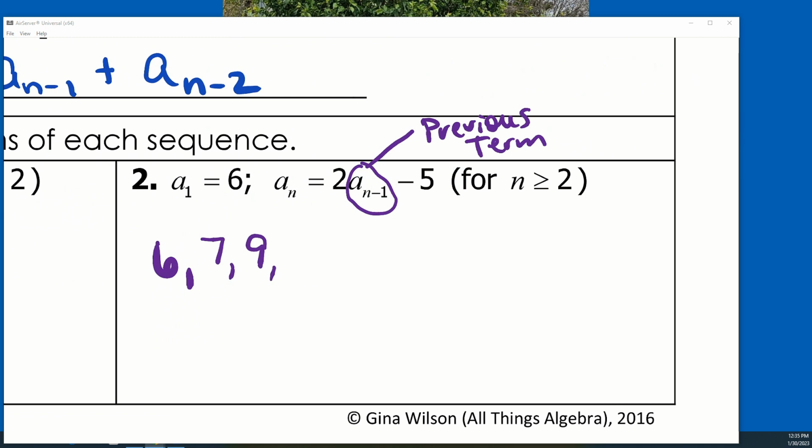So now to find the fourth term, the third term is the previous term. Okay, good. So 2 times 9 is 18, minus 5 is 13. And then for the fifth one, the fourth is the previous. That's 26, minus 5 is 21.